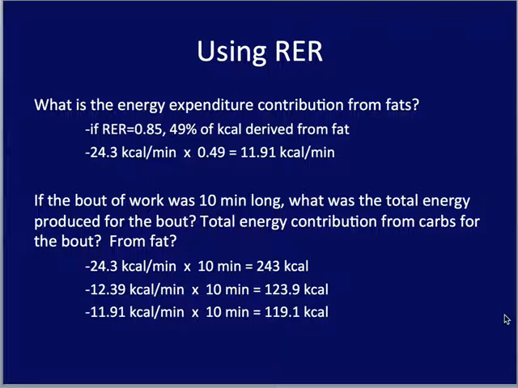So what's the energy expenditure from fats? Well, you can do a simple subtraction if you wanted to, but if you didn't know carbohydrates and you wanted to just look at fats, you multiply that 24.3, that total amount of kilocalories, by 0.49 or 49%, and you get about 11.91 kilocalories per minute that is going to be coming from fatty acids.